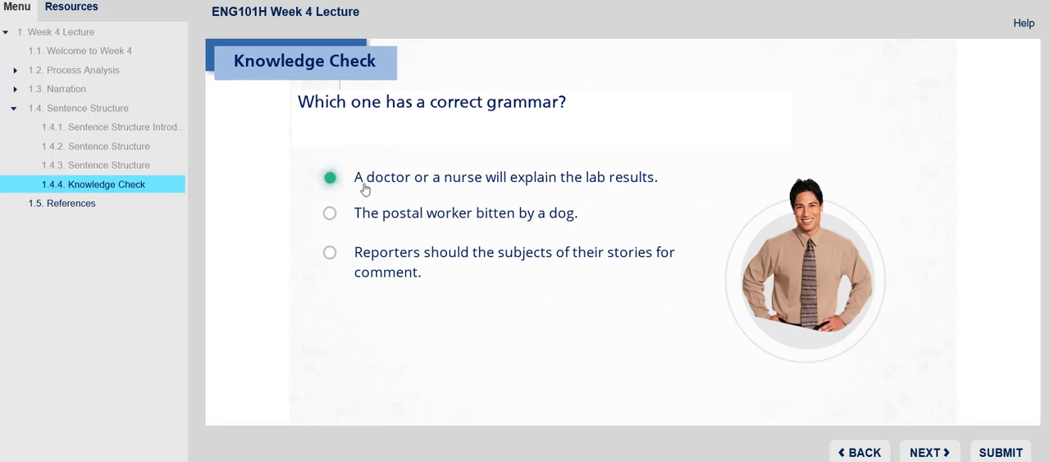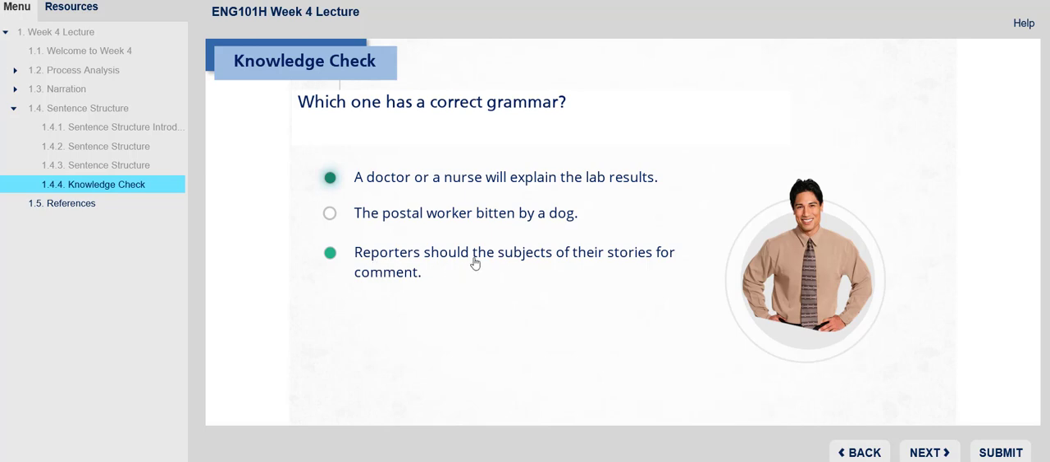So this is correct grammar because it has a subject, a helping verb, a main verb, and a direct object. This is a sentence fragment because you have to say the postal worker was bitten by a dog, passive voice. So remember that passive voice always has be plus the past participle. And then the subject receives the action of being bitten by the dog. So that is passive voice. And I always tell students they should use active voice, not passive voice, in their essay. So this is wrong because it's missing was bitten. Here, they're missing a main verb.